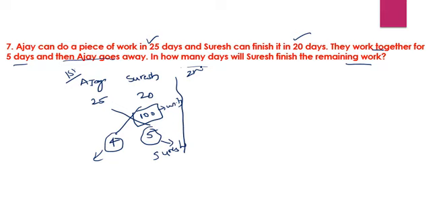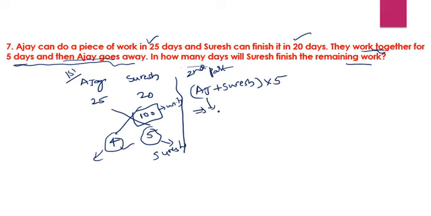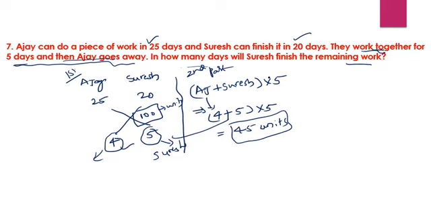So the second part of the question is they work together for 5 days and then Ajay goes away. So here they work together for 5 days. Ajay and Suresh both worked for 5 days. Ajay can do 4 units in 1 day, plus Suresh can do 5 units in 1 day. So 4 plus 5 working for 5 days. So 9 5s, 45 units. So both Ajay and Suresh completed 45 units by working for 5 days.